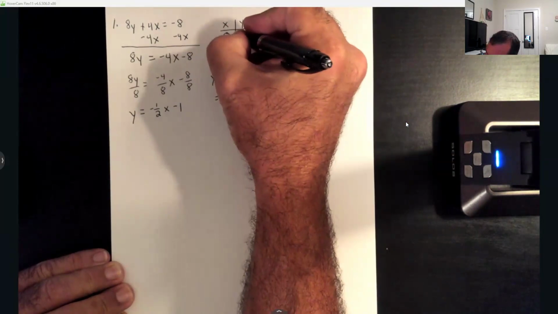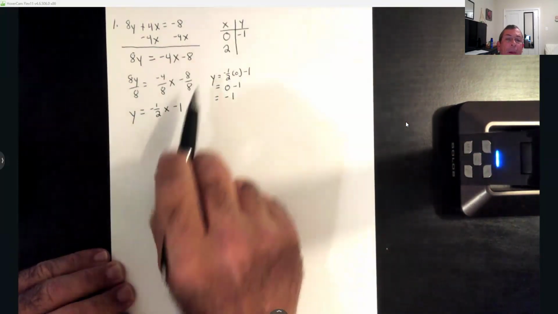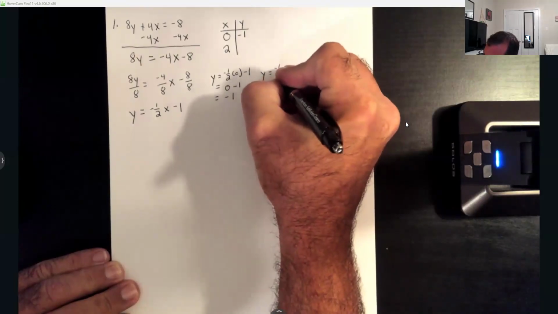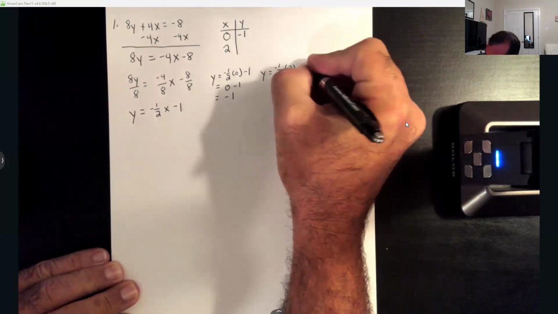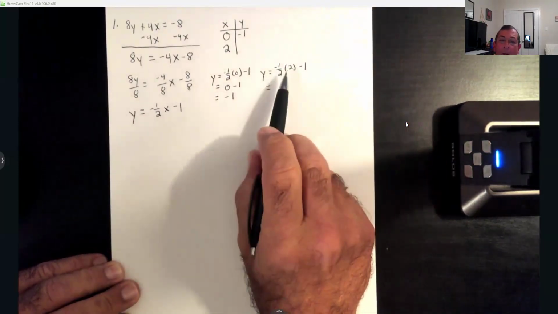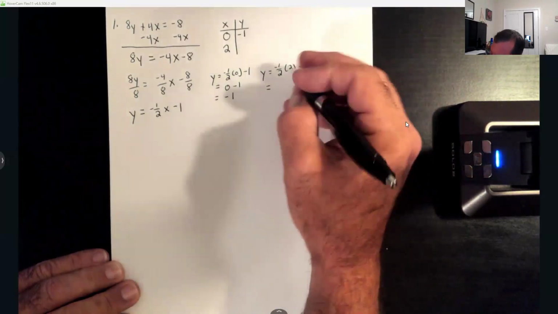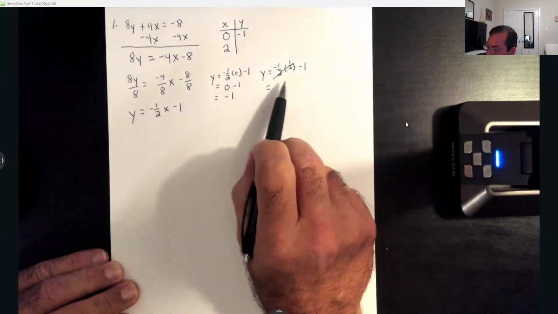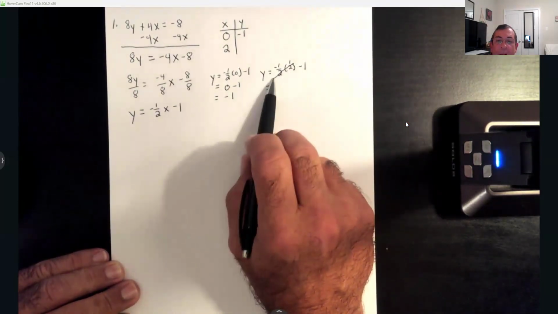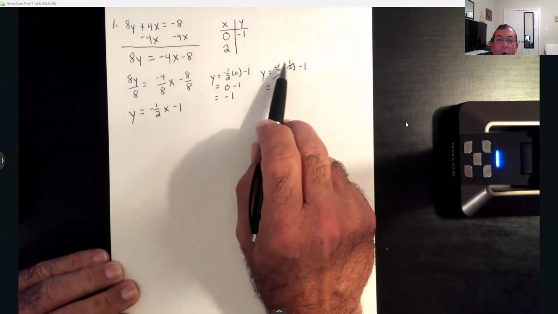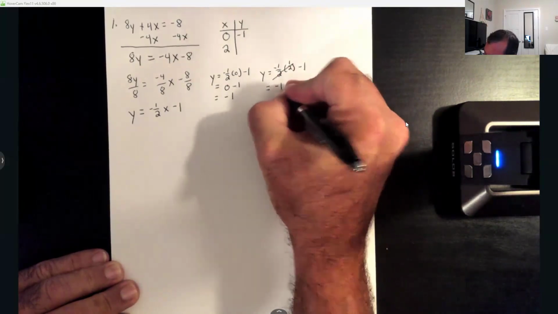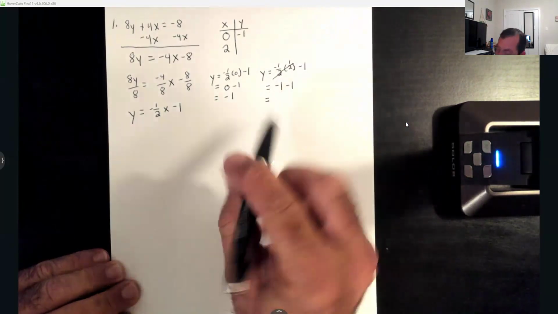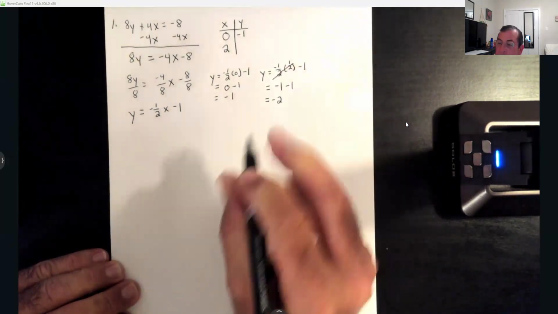So for me, when x is 0, y is -1. And then I'm going to put in a 2. So y equals -1/2 times 2 minus 1. You know, the reason I picked a 2 is because of that fraction. Because remember, this 2 I can now cancel with the 2 on the bottom. And that basically turns into a 1. Since I'm dividing that 2 by 2, makes that a 1. So now I got -1 times 1, which is -1, minus my 1. And y'all, -1 minus 1 gives me -2.